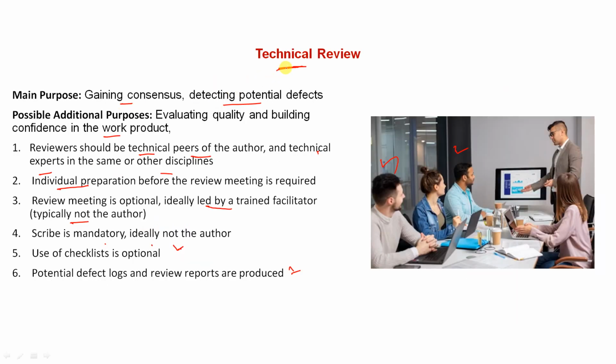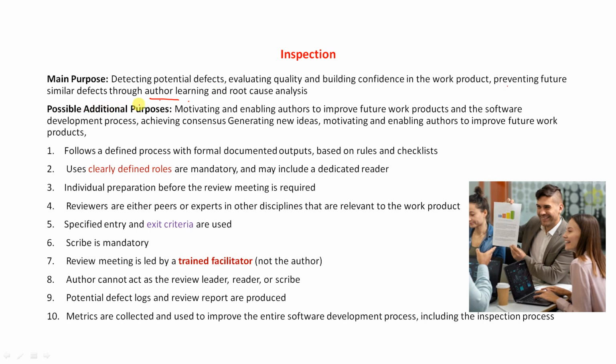In the previous time, in the technical review, whatever issues and comments were given to the author, he has to fix those. And similar defects also should not be here, and the root cause analysis has also been done already. Additional purposes: motivating and enabling authors to improve future work products and the software development process, achieving consensus, generating new ideas. So again, keep on the author's improvement, because in all the previous stages, the author has been getting screwed directly or indirectly, or even in a friendly way. All right, so in this, he has to improve his future work.